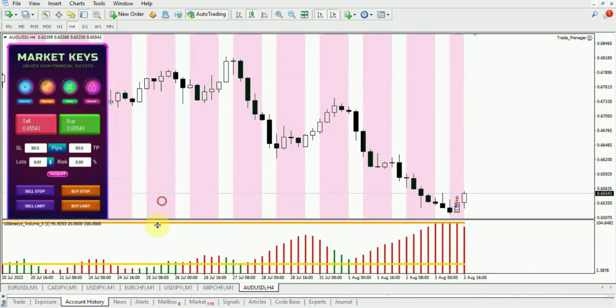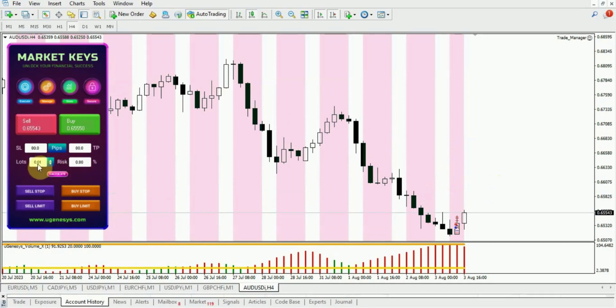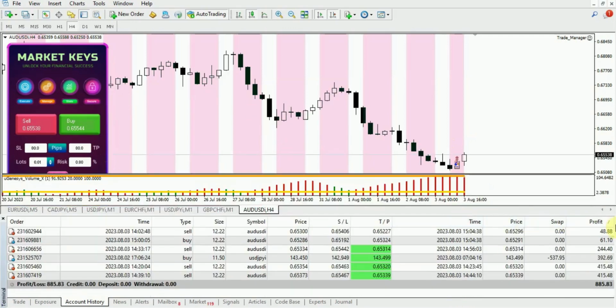And we used our Market Keys Trade Manager to calculate the lot sizes for us and to manage the trades as well. And so let me show you the profits that we made for today. So here you can see the individual profits, and we made a total of $885.83. And there you have it, guys.